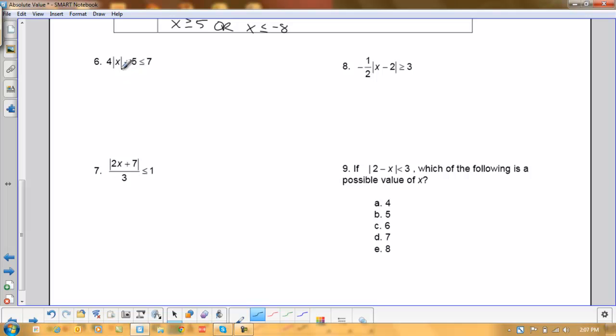So using PEMDAS properly, I'm going to go ahead and move the 5 first. Subtracting 5 from both sides gives me 4 times the absolute value of x less than or equal to 2. Divide by 4, and the absolute value of x is less than or equal to 1/2.